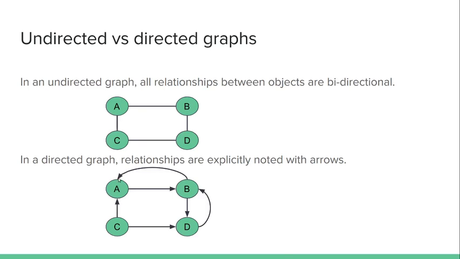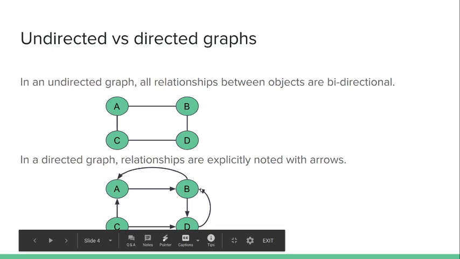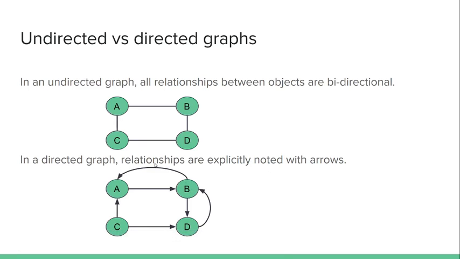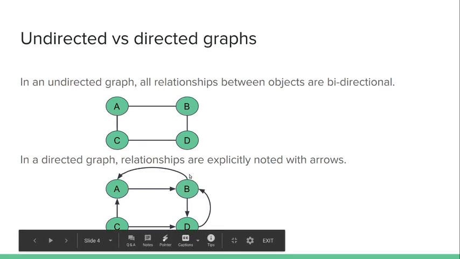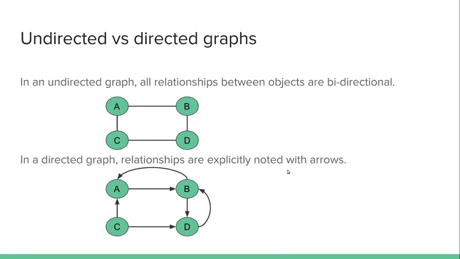In the second example, we can see that there are arrows on the edges, and these arrows indicate the directions that we're allowed to move along the edges. So for example, in this graph, we can go from A to B, and we can also go from B to A because we have a directed edge in both directions. However, we cannot go from A to C because there is no edge in that direction. We can go from C to A, but not from A to C. So when we see arrows on the edges, this is called a directed graph, and the relationships are explicitly noted with these arrows.